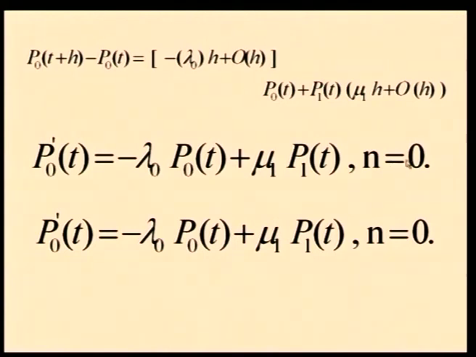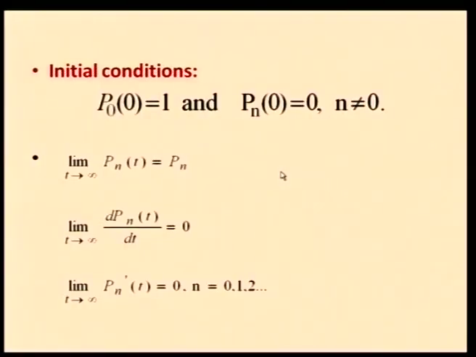So, in essence, now we have two differential difference equations, one equation for the case when n equal to 0 written independently, the other equation valid for the values of n starting from 1, 2, 3 and so on. So, the next step is how to obtain the p n of t from these differential difference equations.